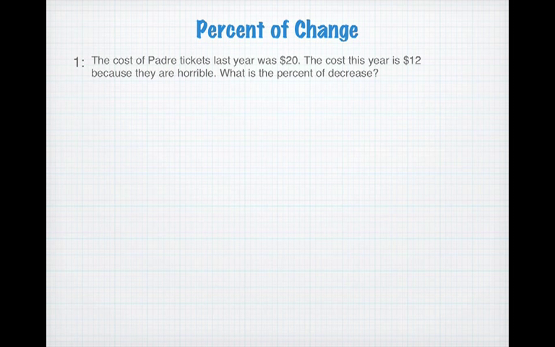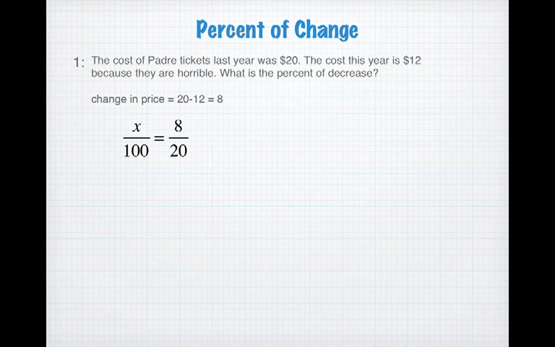So in the first problem, we're going to identify the percent of change. Our problem reads, the cost of Padre tickets last year was $20. The cost this year is $12 because they're horrible. What is the percent of decrease? So the change in price is 20 minus 12. That gives us a value of 8.